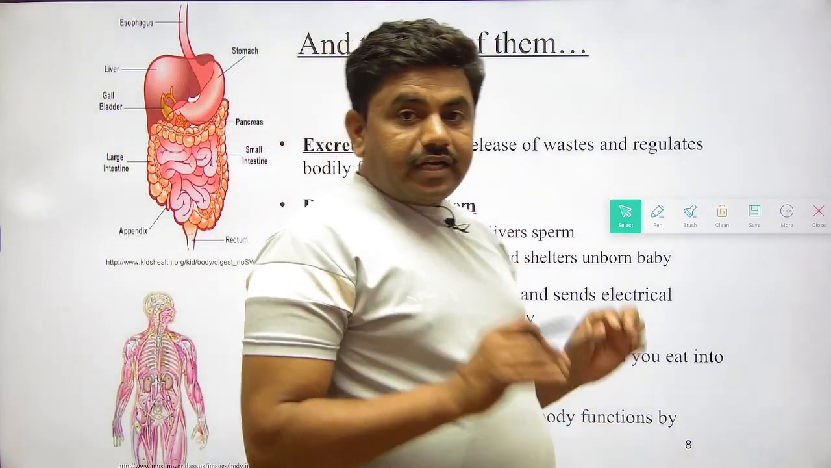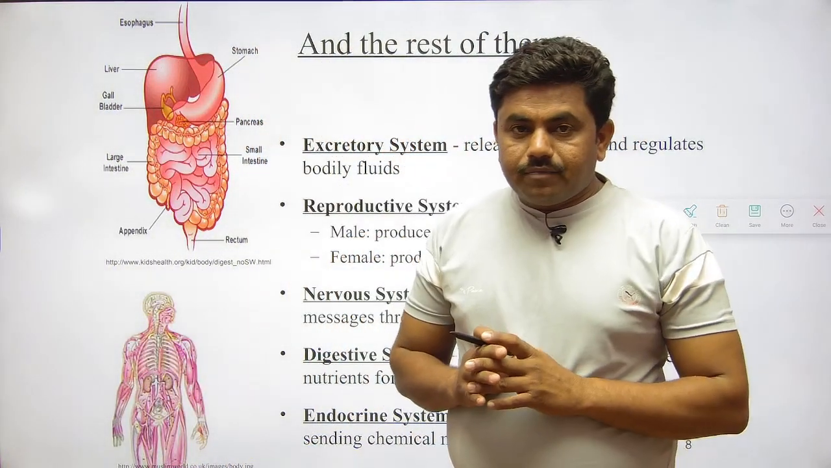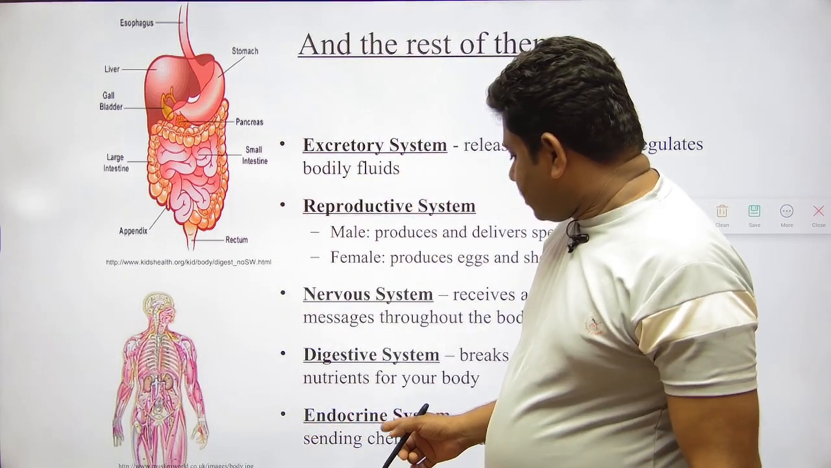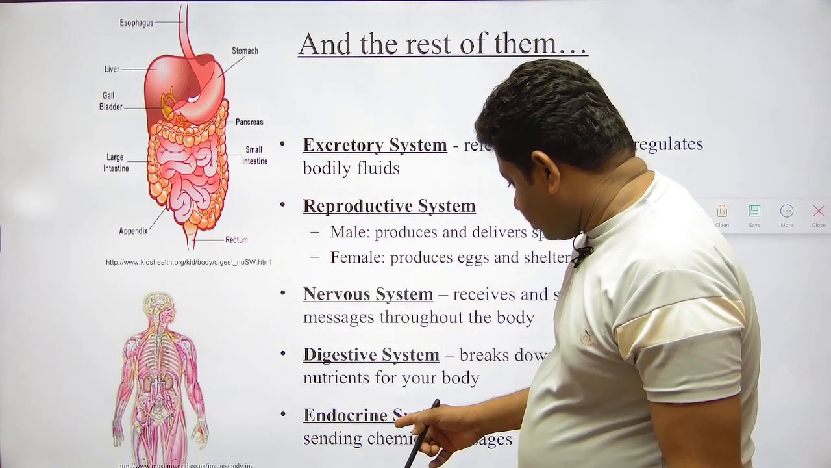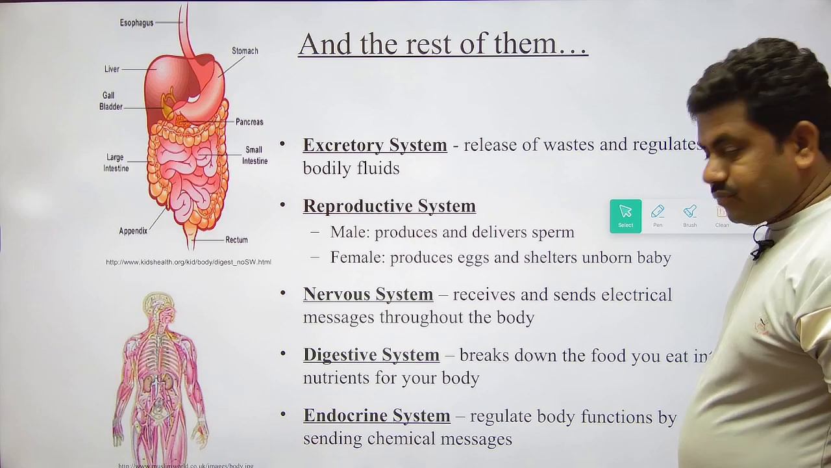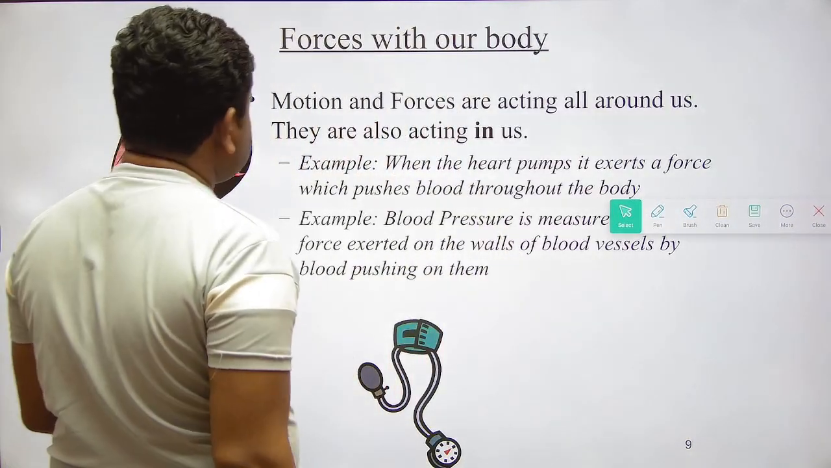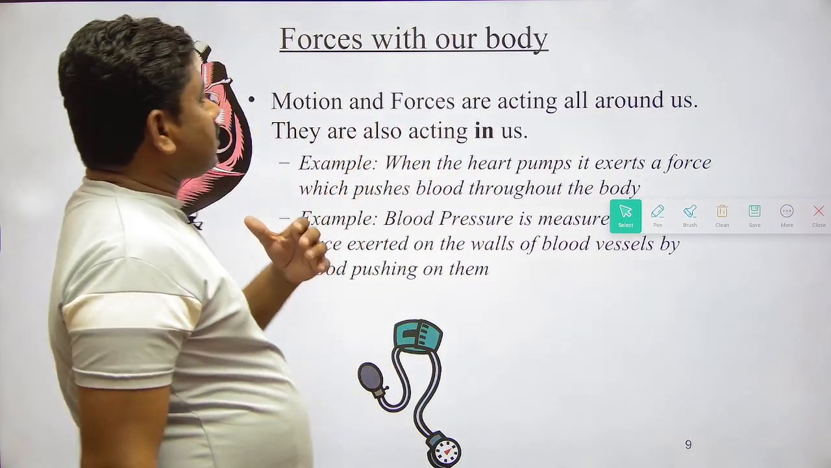In the endocrine system, many types of glands are available in the body, and they are important. In this way, these were the systems of our body.